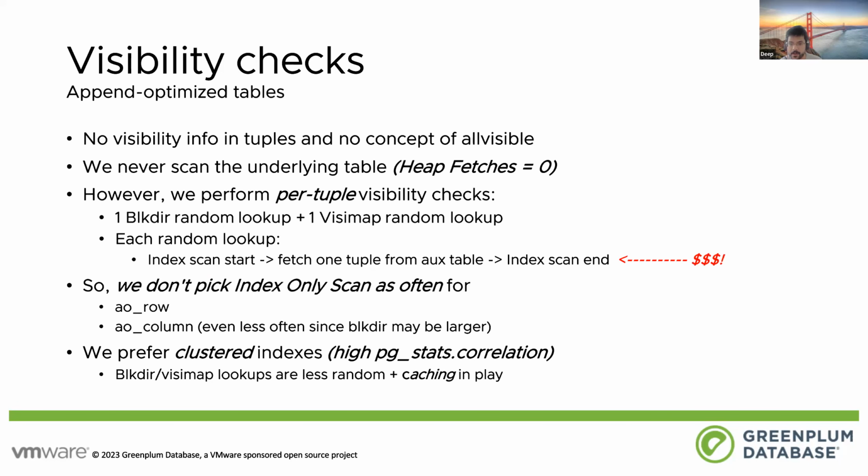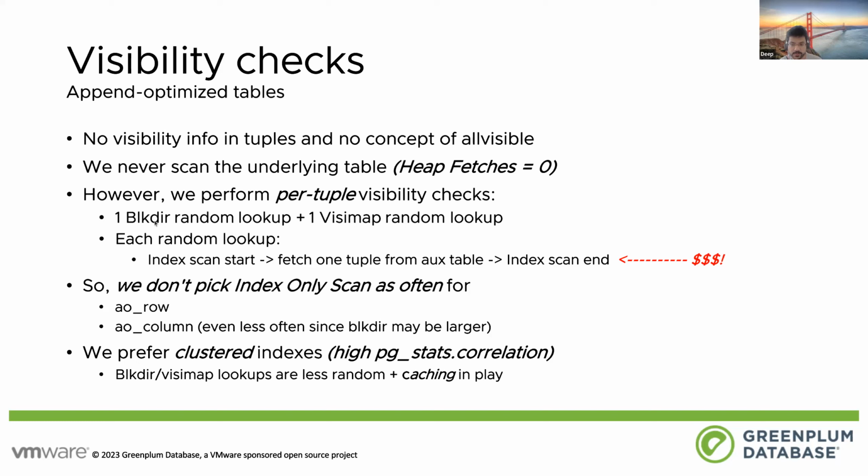So visibility checks for AO tables are slightly different from heap tables. This is because AO tuples do not contain visibility information. They do not contain any system columns for that matter. And furthermore, they do not have any concept of all visible, right? What this means is that we never have to scan the underlying table to perform a visibility check. However, we have to look up a couple of auxiliary heap tables that we maintain for each and every append optimized table, which is the VisiMap and the block directory.